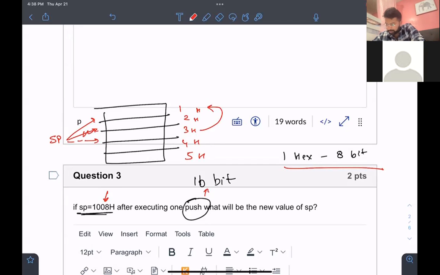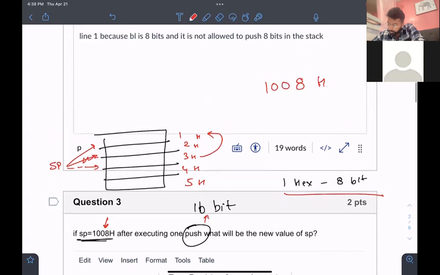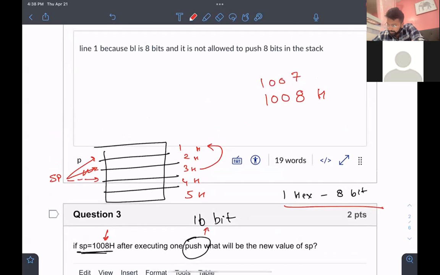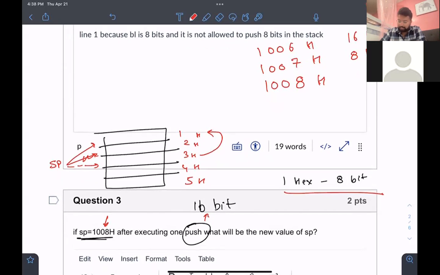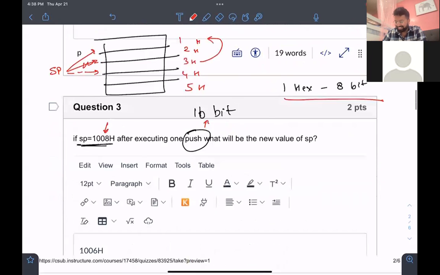So our initial value is 1008H. If it moves to 1007H, this means it only moved 8 bits. But push is 16, so 1006H will be the 16-bit location. This means that after the command push SP, initially the SP location was this, but after the command, the new location would be this. I hope that makes sense. Sorry, it took me a while to make it understandable.